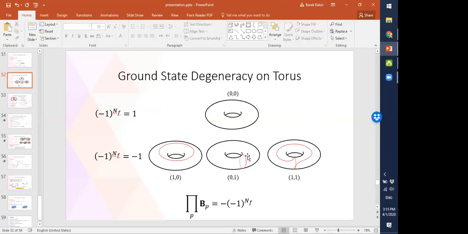So these three sectors form the ground state subspace, and this sector is in an excited state. So on the torus, it's threefold degenerate, and you can also extend this to higher genuses.